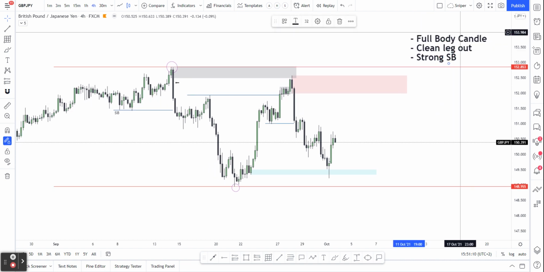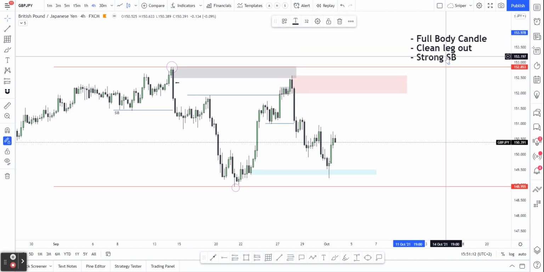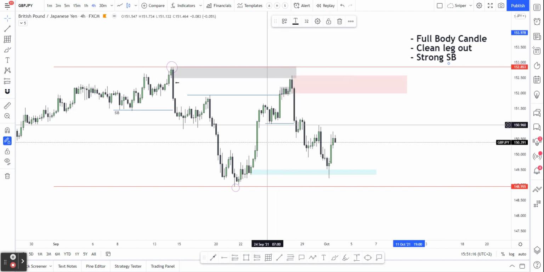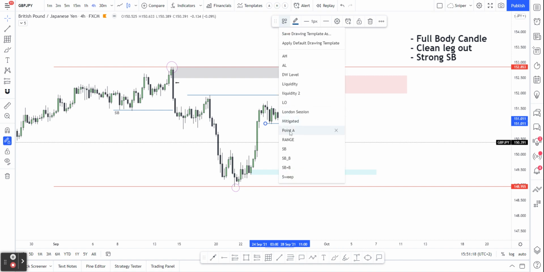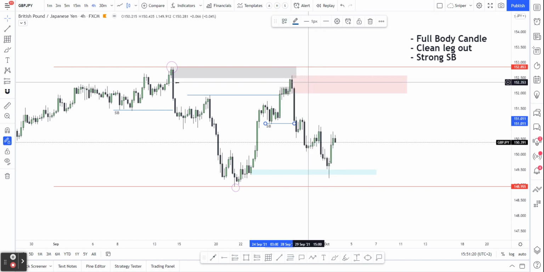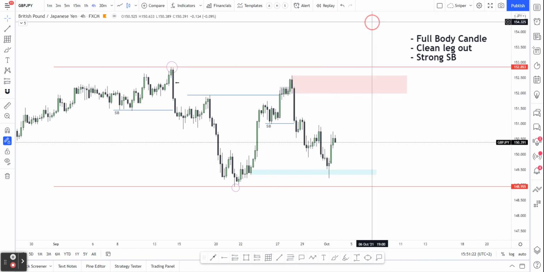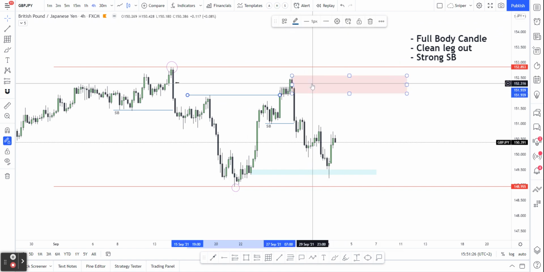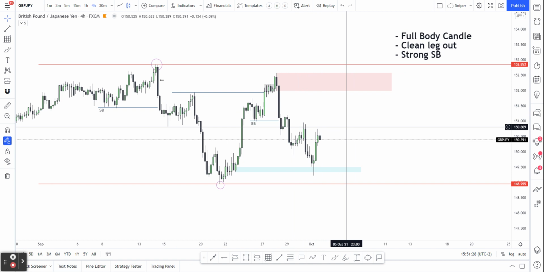So as always, I'm looking for full body candles, clean leg out, and a strong structure break. Here we have a full body candle, clean leg out, and a strong structure break here as well. So this for me is a very valid zone. Not sure when it will be reached. Will it be this week? Will it be next week? Not sure, but that is a strong valid area for me for price to reach back into.